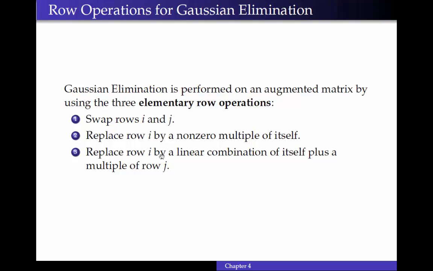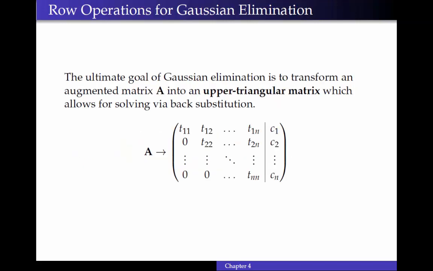I can also replace a row by a linear combination of itself plus a multiple of a different row. So this is the same as multiplying one equation by a number and then adding it subsequently to another equation. And so our ultimate goal is to transform that augmented matrix into something that has an upper triangular form, at least on the left part. And this will allow me to solve it using back substitution.